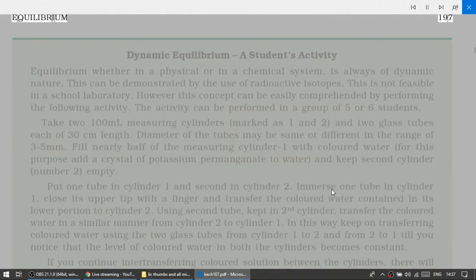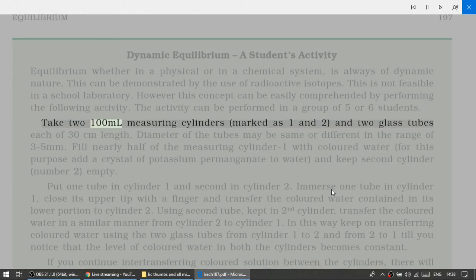Dynamic equilibrium. A student's activity. Equilibrium, whether in a physical or in a chemical system, is always of dynamic nature. This can be demonstrated by the use of radioactive isotopes. This is not feasible in a school laboratory. However, this concept can be easily comprehended by performing the following activity. The activity can be performed in a group of 5 or 6 students.